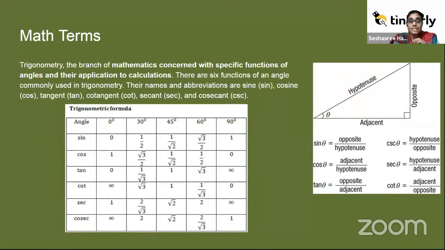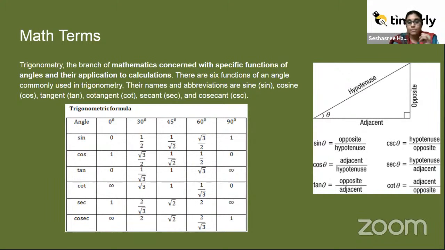So trigonometry is a branch of mathematics concerned with specific functions of angles and their application to calculations. So obviously it is a branch of maths we knew. But what type of math? It is dealing with functions. What functions? There are six important functions, of which three are the base functions. So let's see what those are.